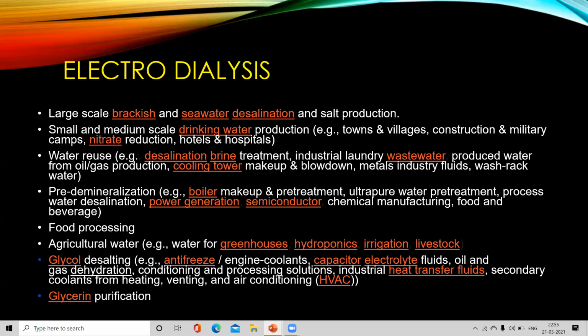Here are the cooling towers, makeup and blowdown, metals industry fluids, wash rack water. Then pre-demineralization for boiler makeup and pre-treatment, ultra pure water pre-treatment, process water, power generation, semiconductor, chemical manufacturing, food and beverages, food processing, agricultural water, meaning water for greenhouses, hydroponics, irrigation, livestock, etc. Glycol desalination, meaning antifreeze or engine coolants, capacitors, electrolyte fluids, oil and gas dehydration, conditioning and processing solutions, industrial heat transfer fluids, secondary coolant for heating, ventilation and air conditioners, glycerin purification.